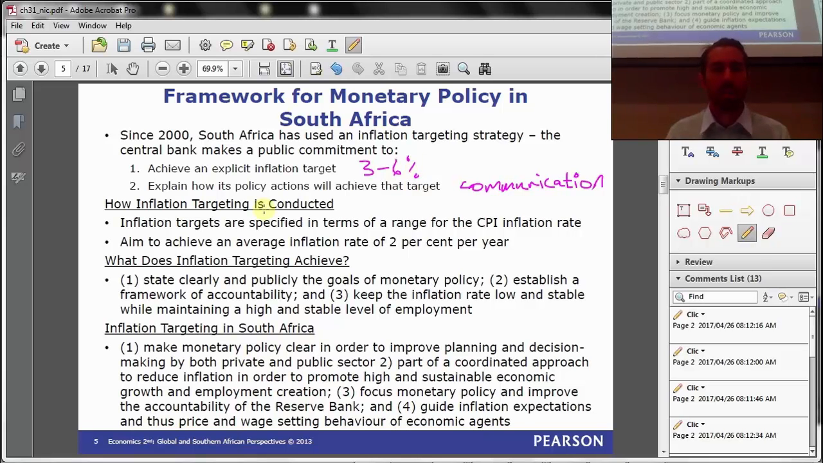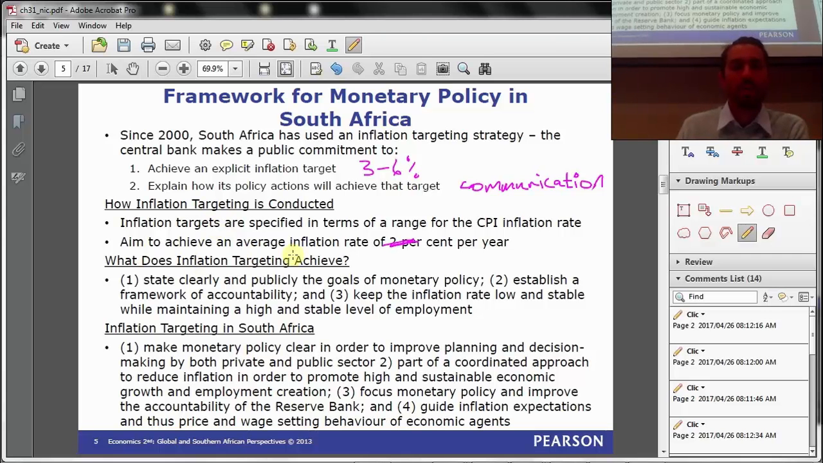Okay, how is inflation targeting conducted? Inflation targets are specified in terms of a range of the CPI inflation rate. The aim is to achieve an average inflation rate. No, that's not the South African context. Okay, it's an average inflation rate of 3 to 6%.